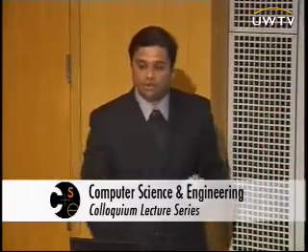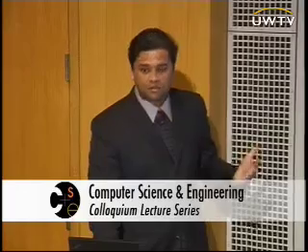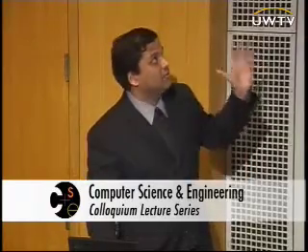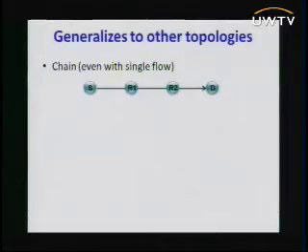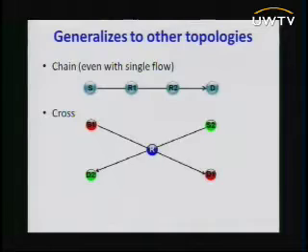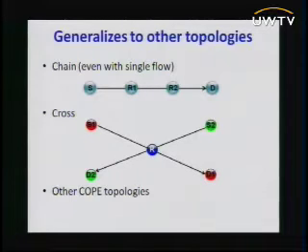Now I've described this example again using the 3-node topology, but this generalizes to other topologies, such as the chain topology where S is sending traffic to D, and even if there is a single flow in the network. COPE does not apply in this case. It also applies to the cross topology we saw with COPE and other similar topologies we found in COPE itself.